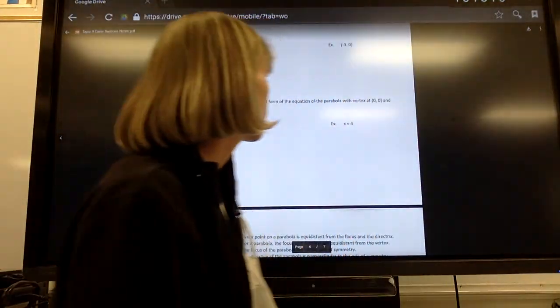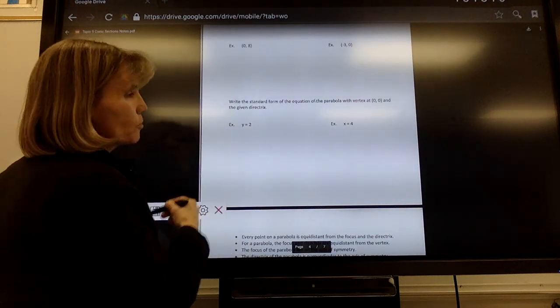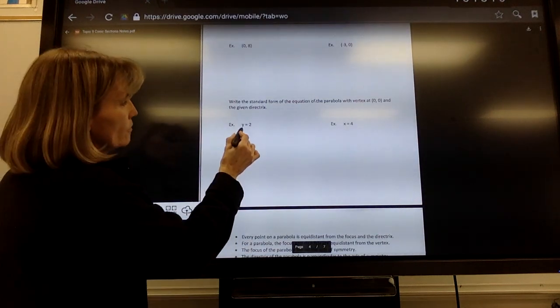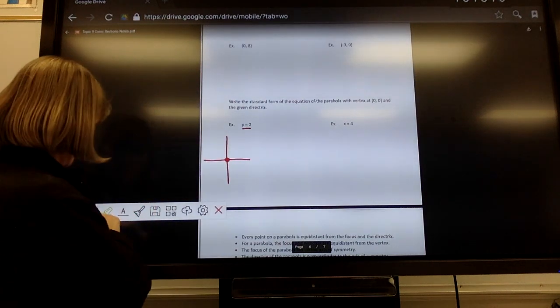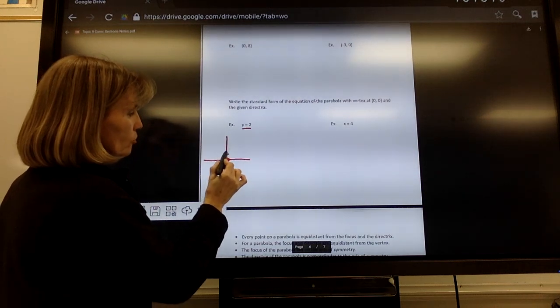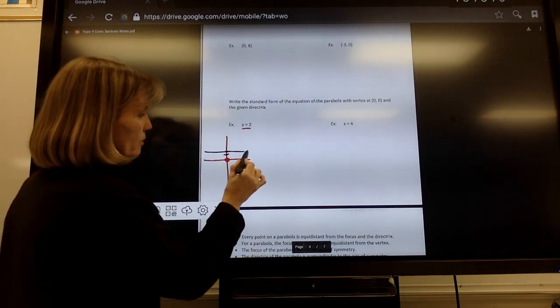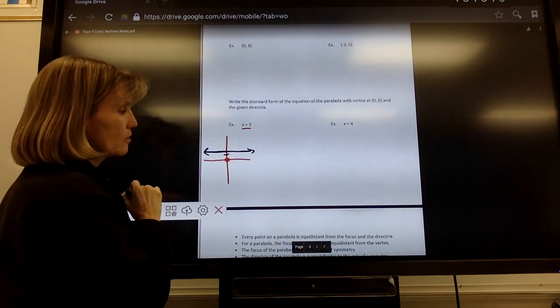Let me bring that back. You're doing the same thing. It's just now the information that you're given is the directrix. If the directrix is at, so again, we're starting at 0, 0. If the directrix is at y equals 2, well, y equals 2 would be a line up here. It's y equals, so it's horizontal, and it's at positive 2.